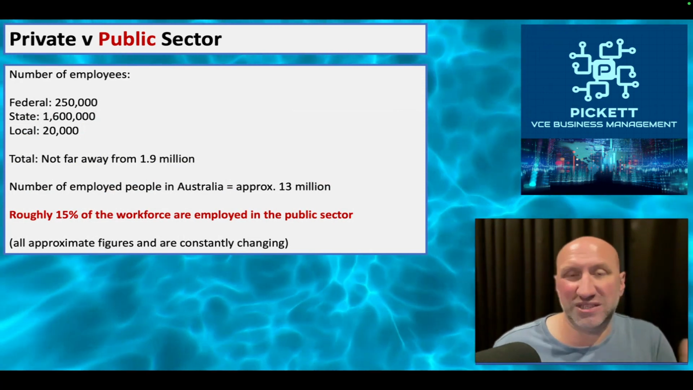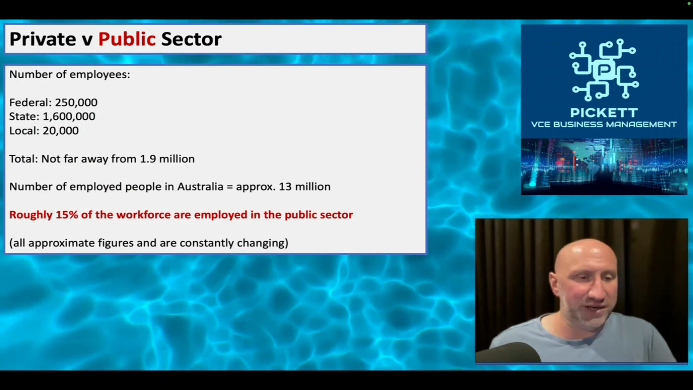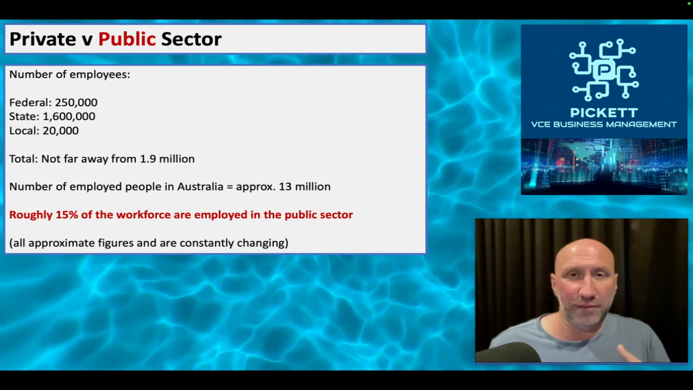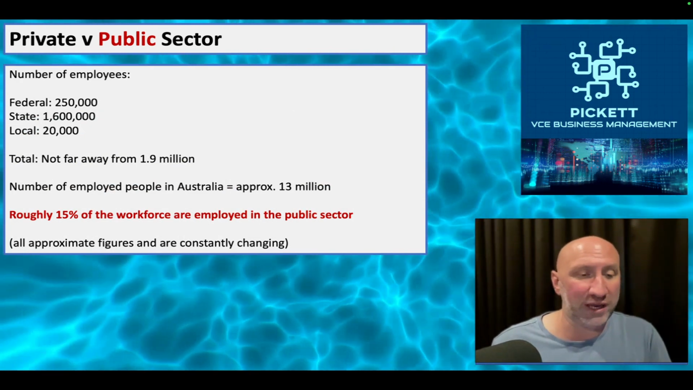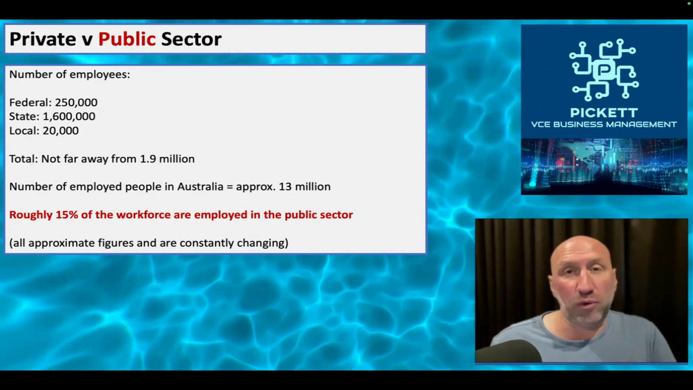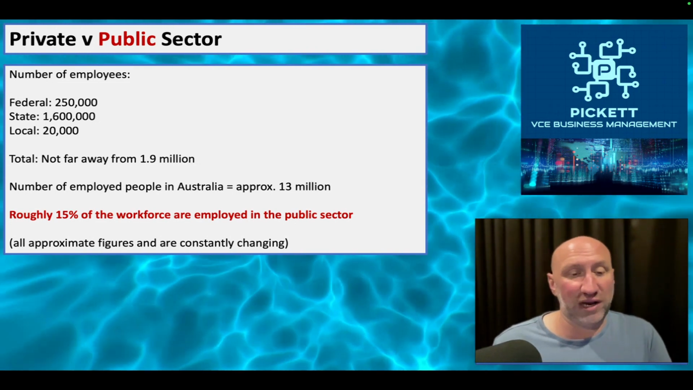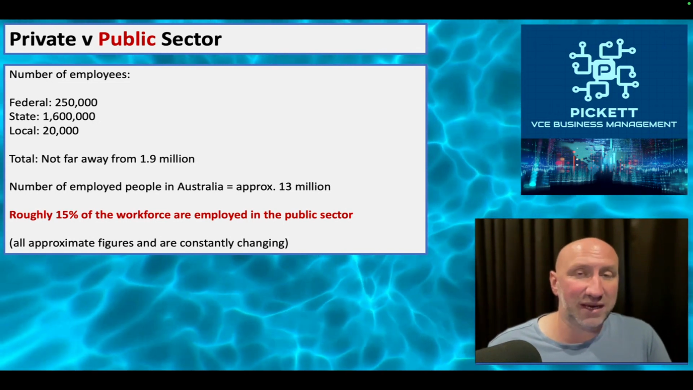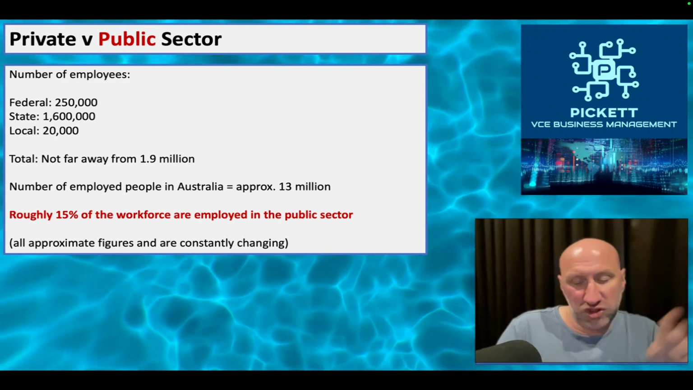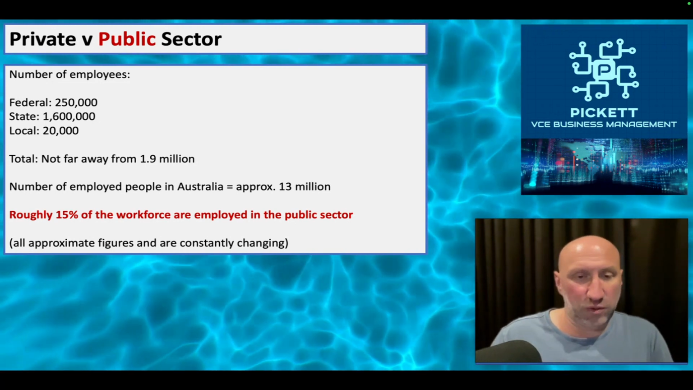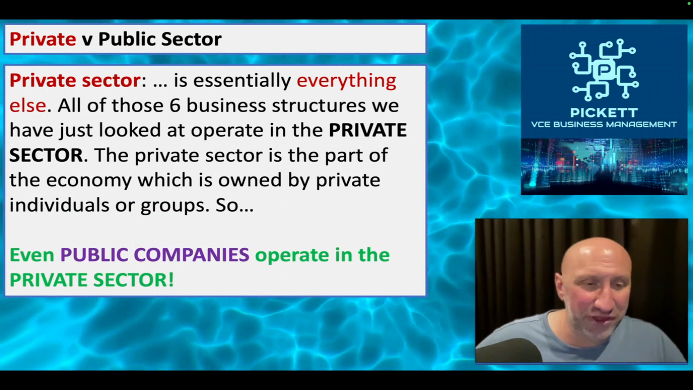Just in terms of scale, you don't necessarily need to write this down, but there's the breakdown of how many employees. Government is pretty big in Australia. Not far away from 1.9 million people work in government. The number of people employed in Australia is 13 million, so roughly 15% of the workforce in Australia are employed in the public sector. Okay. Now these figures are approximate and constantly changing, but ballpark, that's what we're talking about. Private sector is basically everything else.